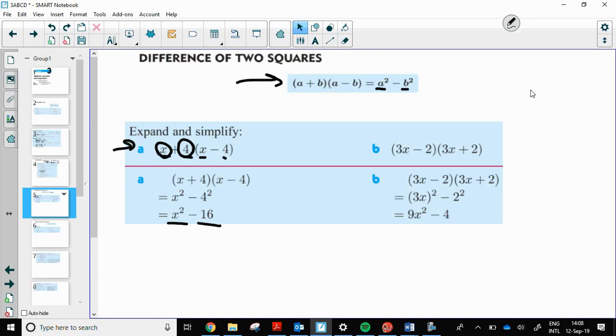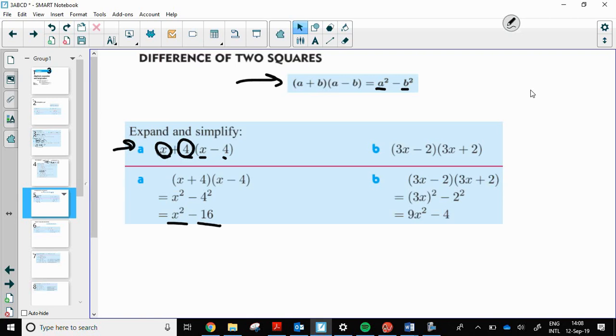So I don't need to go through the process of doing x times x and x times negative 4 and 4 times x and 4 times negative 4. I could do that, and I would get to the same answer, but that would take me a lot longer, and I might have to write down a whole bunch of extra steps, and I want to be as efficient as possible in my work. So this is a nice shortcut for us to know.